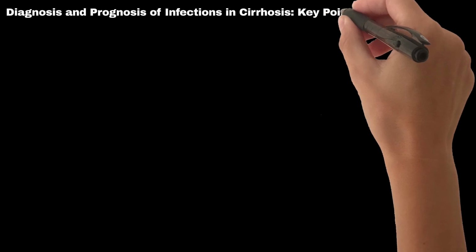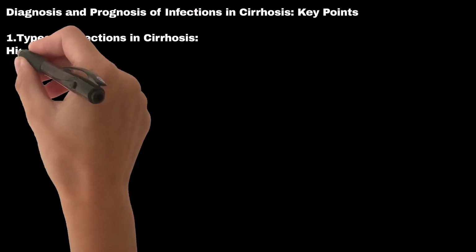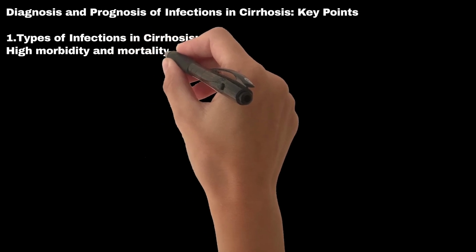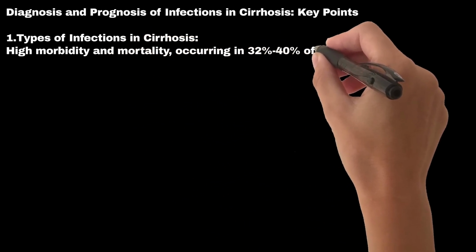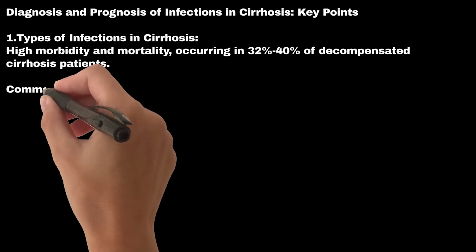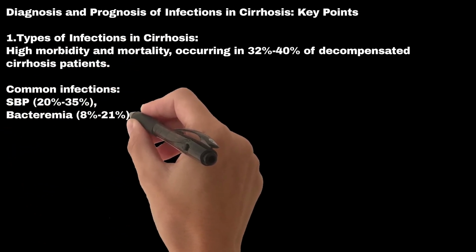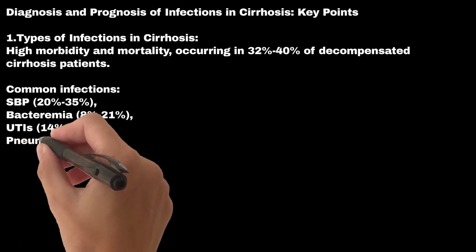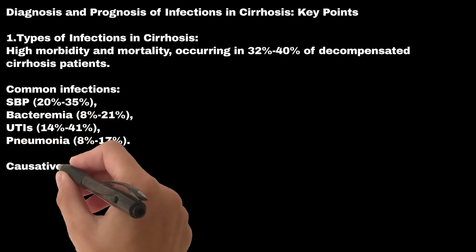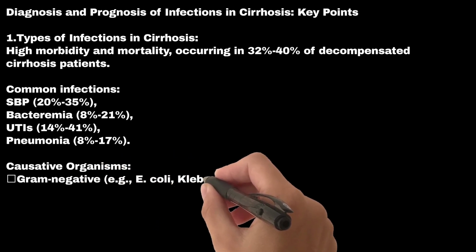1. Types of infections in cirrhosis. High morbidity and mortality, occurring in 32% to 40% of decompensated cirrhosis patients. Common infections: SBP, 20% to 35%. Bacteremia, 8% to 21%. UTIs, 14% to 41%. Pneumonia, 8% to 17%.